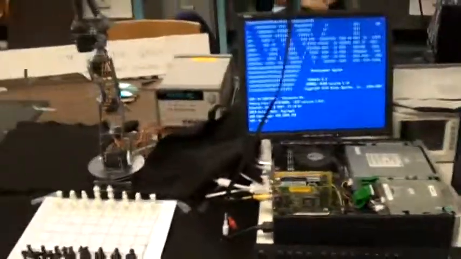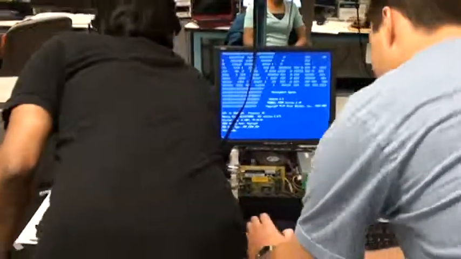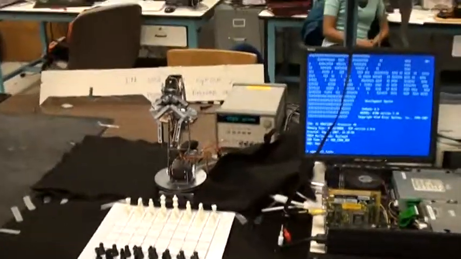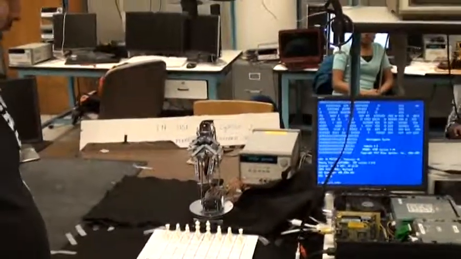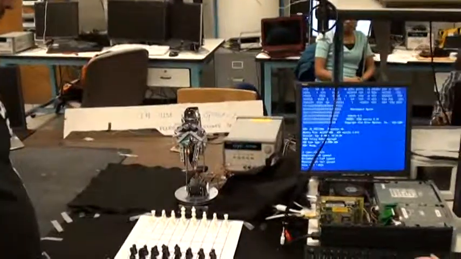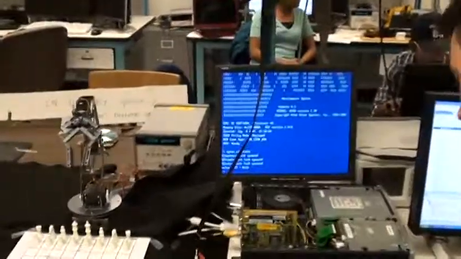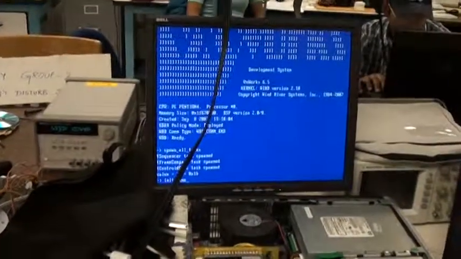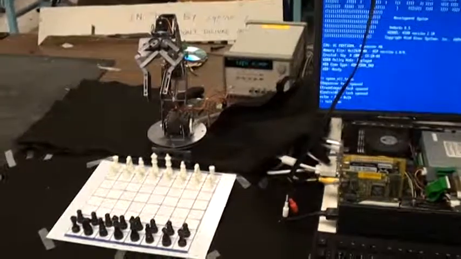Okay, that sounds good. Let's see it run. So I'm switching on the robotic arm, powering it on, and it goes to its initial state. First we'll spawn tasks, and then we're going to initialize the game. Init game initializes the chessboard state and the robotic arm.